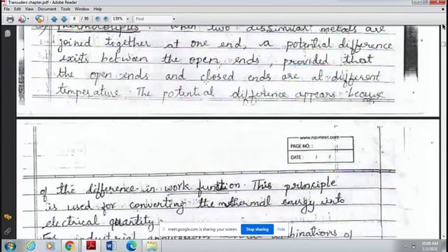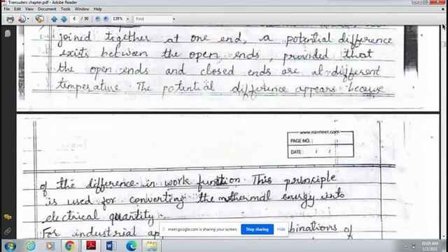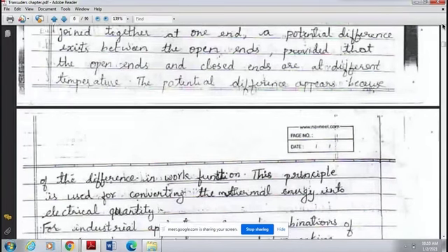The potential difference appears because of the difference in the work junctions. This principle is used for converting thermal energy into electrical quantity. So this thermocouple will mainly convert the thermal energy, that is the heat energy, into electrical quantity. When we connect two dissimilar metals at one end and leave the other end open, the difference between the closed end and the open end will cause some temperature difference. This temperature difference will lead to conversion of thermal energy into electrical quantities.